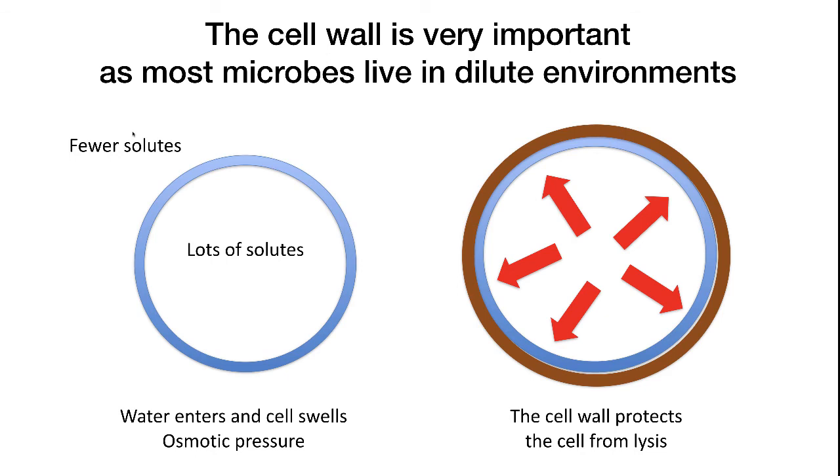Instead, water moves into the cell to try and balance things out, and this creates pressure, which is called osmotic pressure, as more molecules crowd into the cell and the cell swells and will eventually burst. To prevent the cell from bursting, most bacteria have a cell wall, pictured here as this brown little circle, and the cell wall holds that membrane together and prevents lysis.